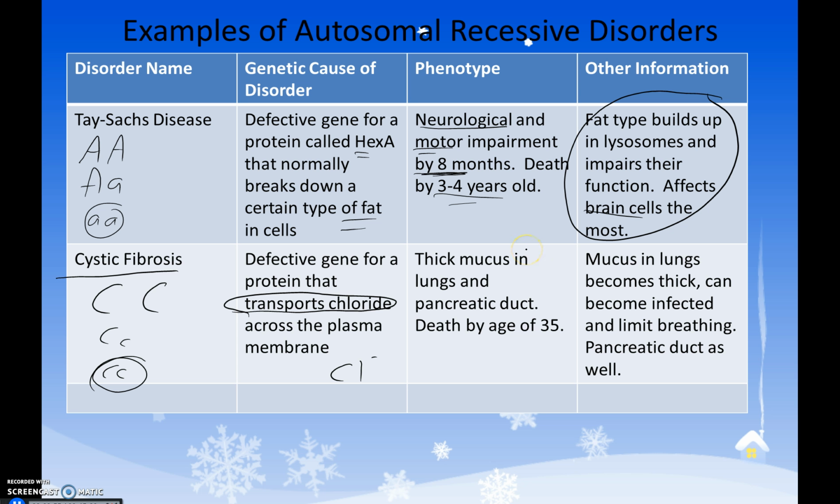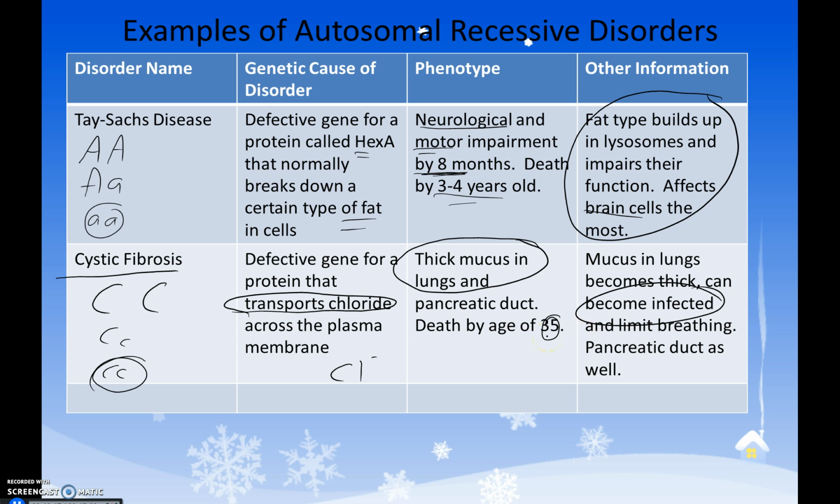The lungs are very susceptible, and because this chloride can't be moved in and out of cells, thick mucus builds up in the lungs. It can become infected, can limit breathing, and can cause chronic lung infections. This age here may be a little outdated. I think with more medical advances, this is probably more so in the 40s by now.